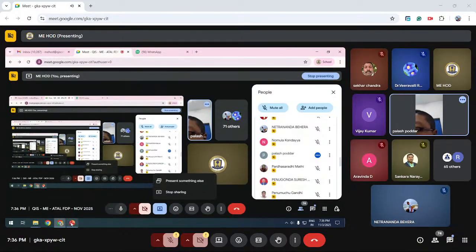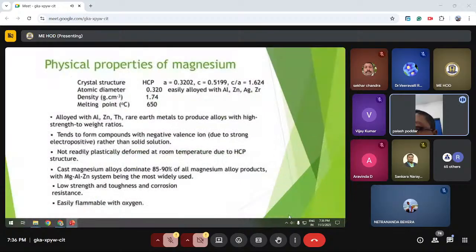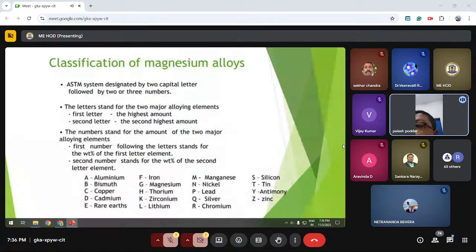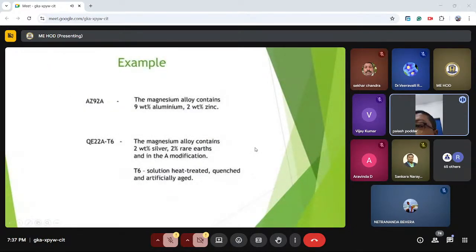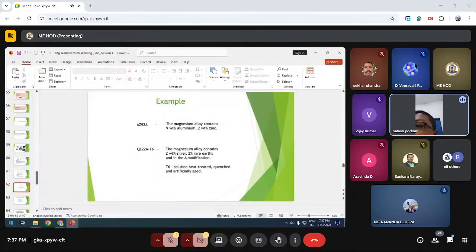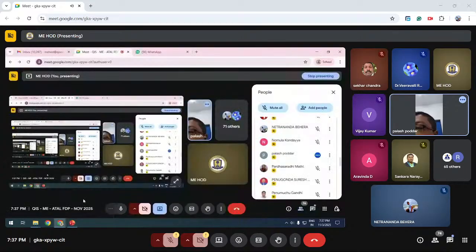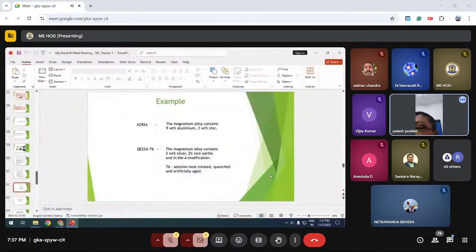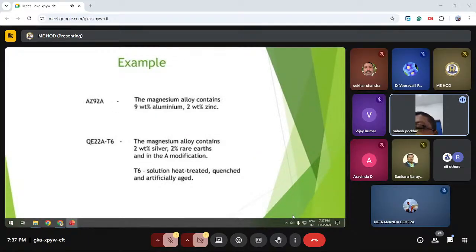Now the classification: the ASTM system designates alloys by the two capital letters you see, for aluminum, copper, cadmium. Next, the magnesium contains 9% aluminum. AZ92A contains 9% aluminum and 2% zinc. In QE22A, the silver is 2% and the rare earth is 2%, with plus points in the artificial aging condition.